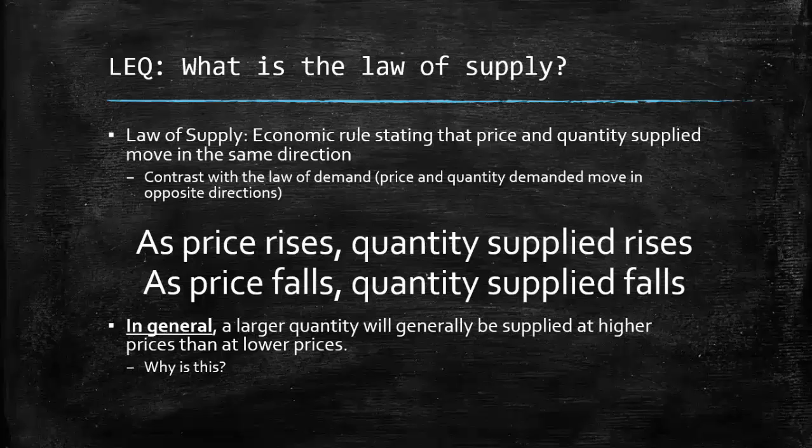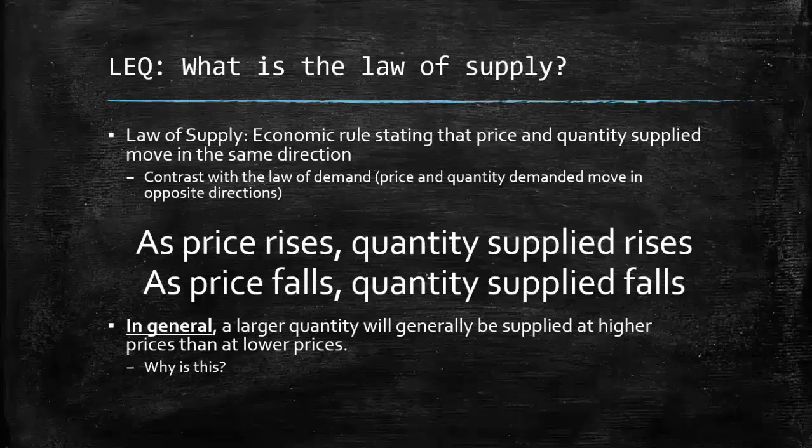So why is this? In general, a larger quantity will be supplied at higher prices than at lower prices. Why? Why is it that if things are more expensive, we want to sell more of it? Again, we're speaking from the supplier side right now. So right now I'm pretending I'm an entrepreneur or someone selling a good or service. So why does the law of supply work?